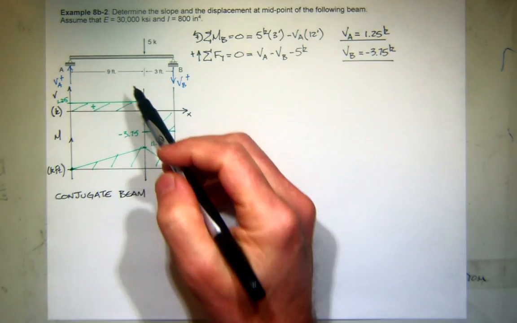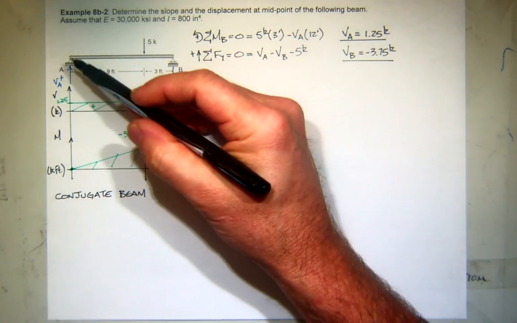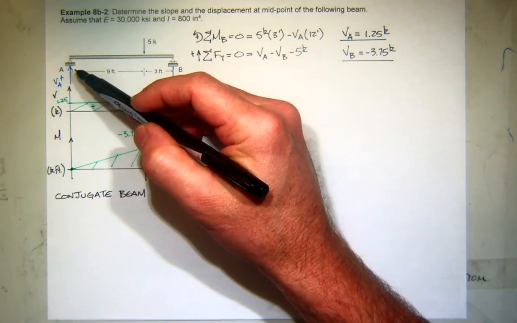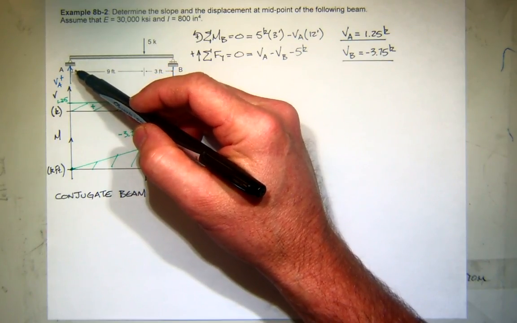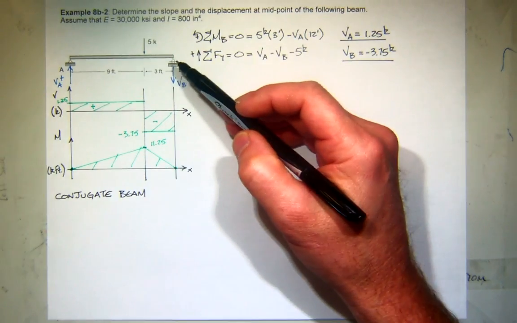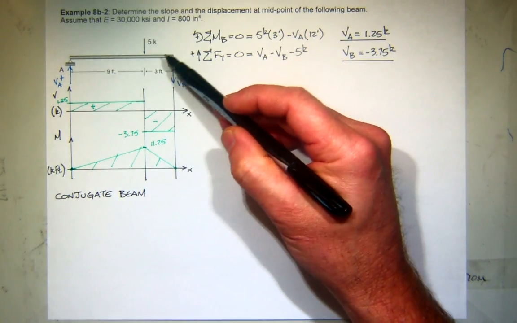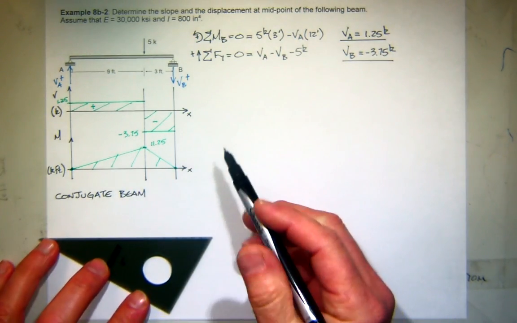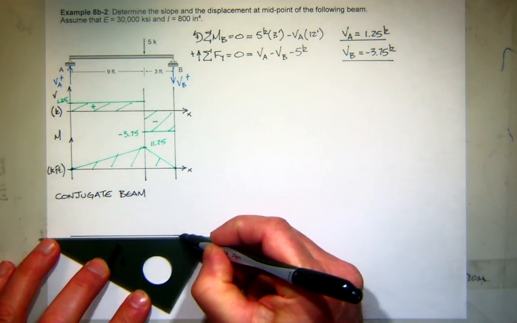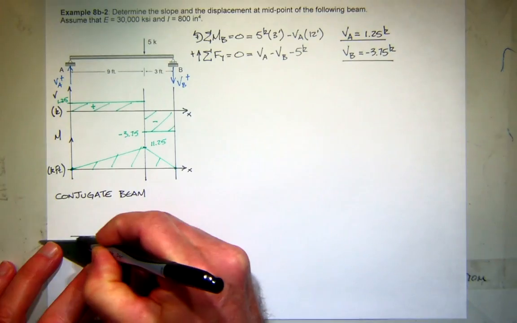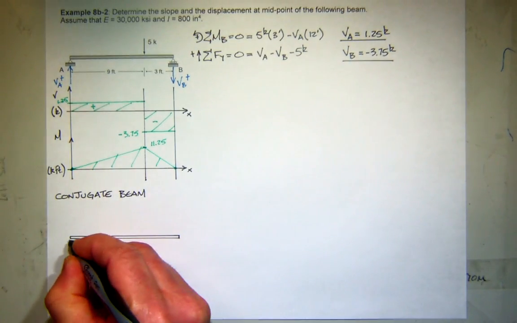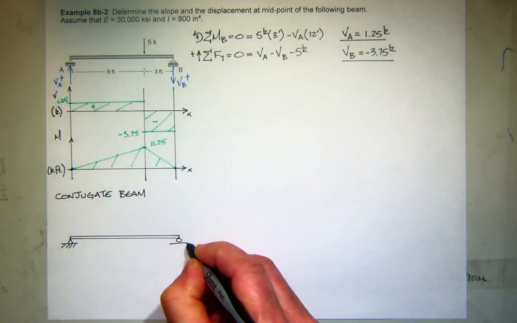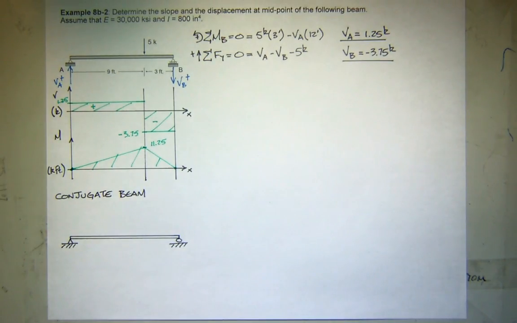So let's see. Remember our rules we talked about previously. An external pin in the real beam maps to what in the conjugate beam? An external pin. Nothing else is happening along the way, and then I got another external pin, a hinge, that maps as a hinge. So from a geometric point of view, it looks the same. So I still have a pin at A and a roller at B. So there's the conjugate geometry.